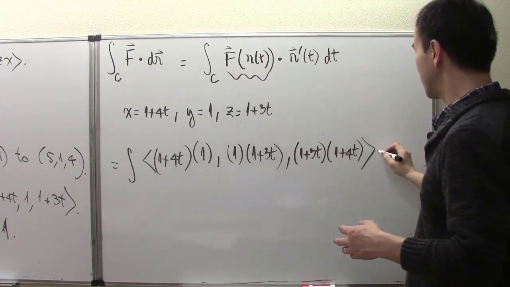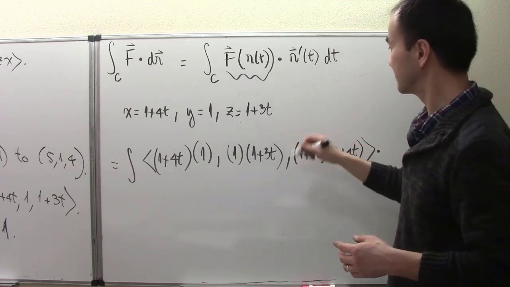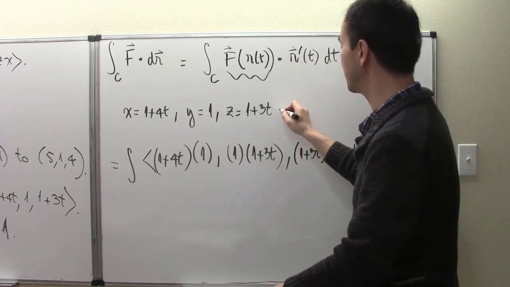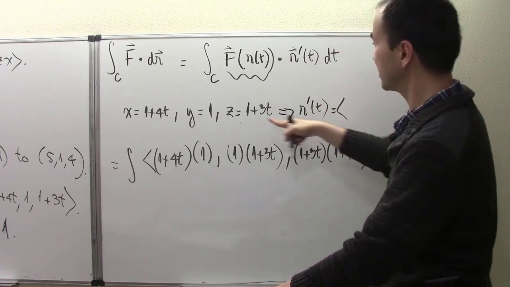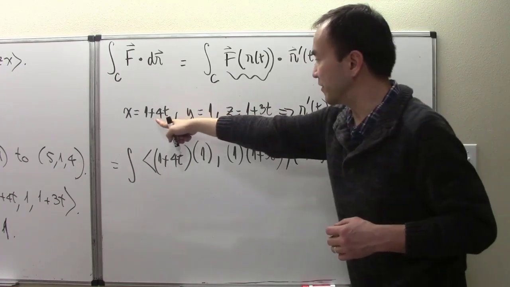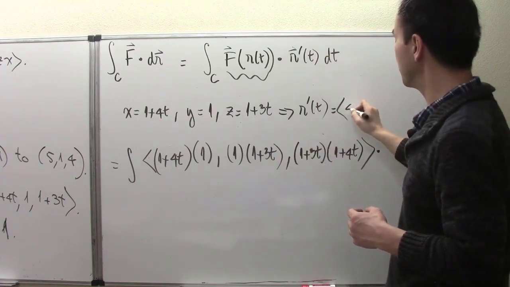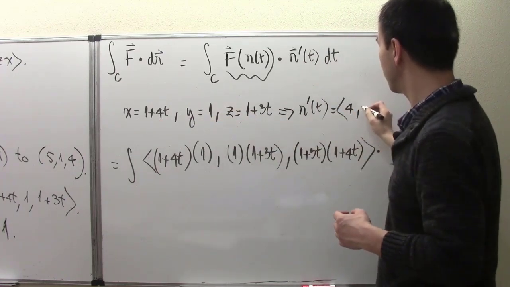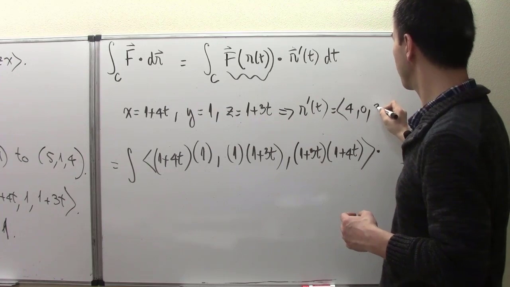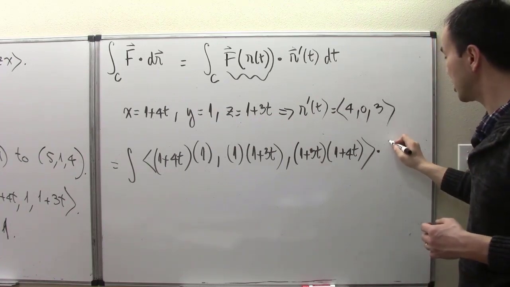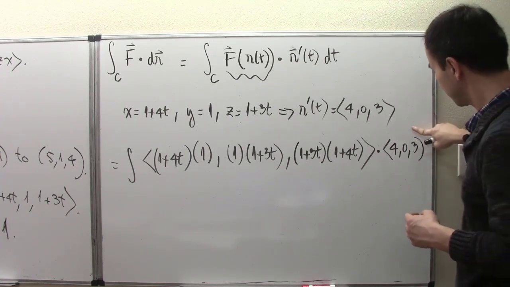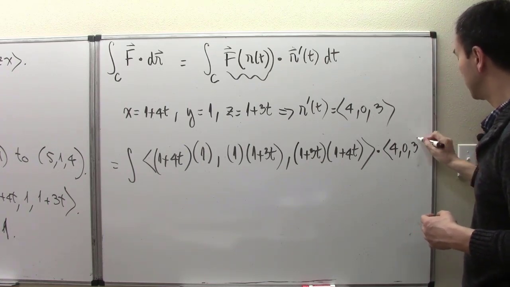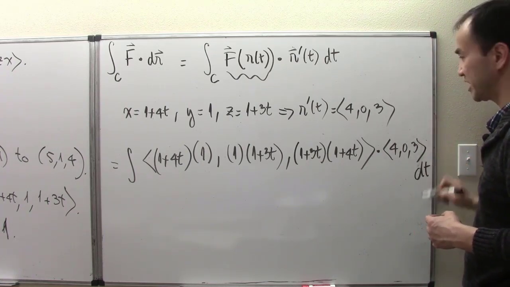And then we would like to take the dot product with R prime of t, which is the same as taking the derivative. The derivative of x gives simply 4, the derivative of y is 0, and the derivative of z is 3. So we take the dot product with 4, 0, 3, and of course, multiply with dt.